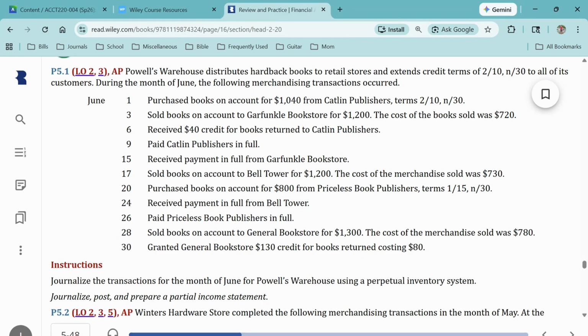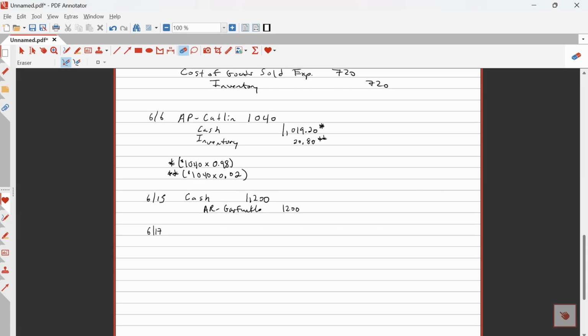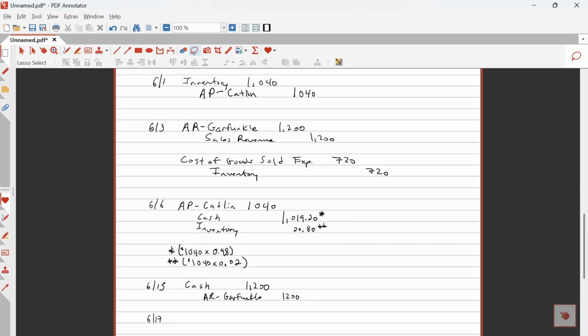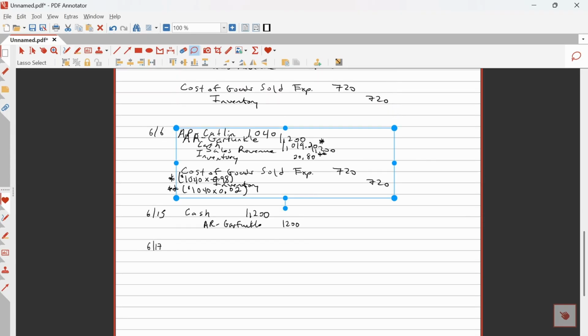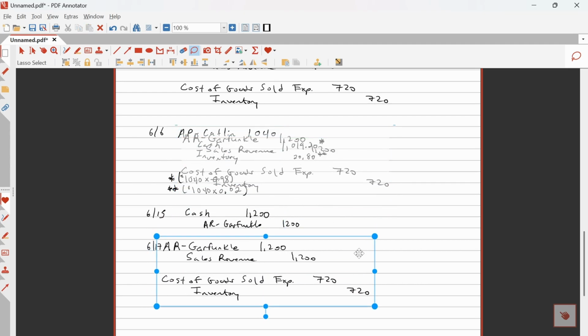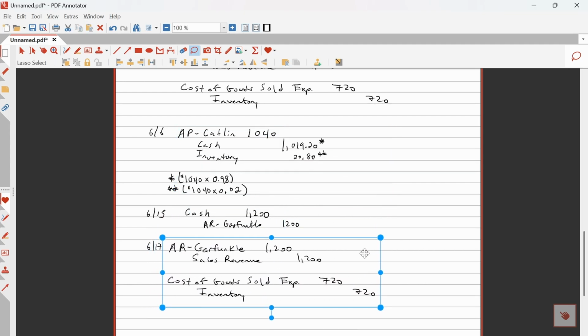17th. Sold books on account to Bell Tower, $1,200. The cost of the merchandise sold was $730. This is exactly the same type of transaction as what we did on the 3rd. So there's going to be 2 journal entries, following the same procedures. So what I'm going to do to make this faster is just copy and paste this and then change the appropriate things.